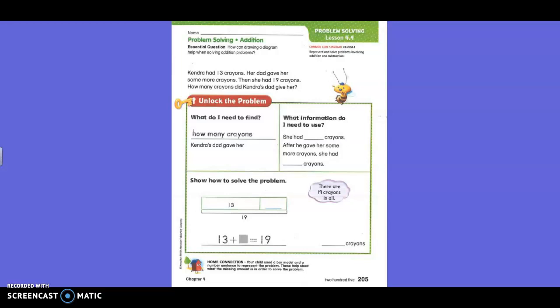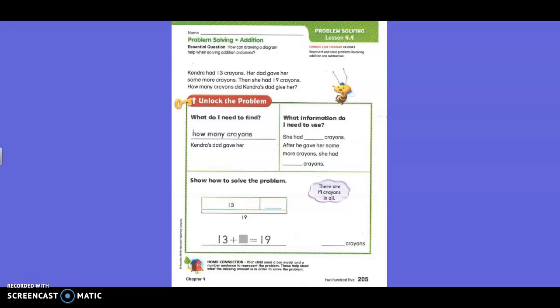Alright, so here's the problem. Let's read it together. Kendra had 13 crayons. Her dad gave her some more crayons. Then she had 19 crayons. How many crayons did Kendra's dad give her? Okay, let's go ahead and work it out with the steps.